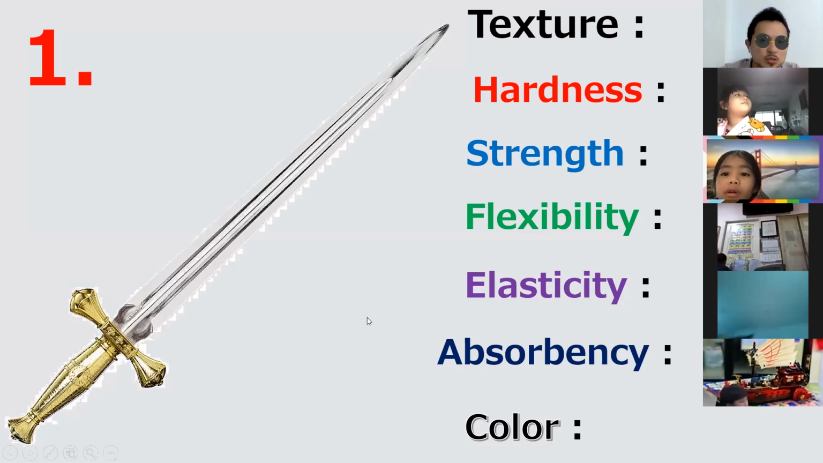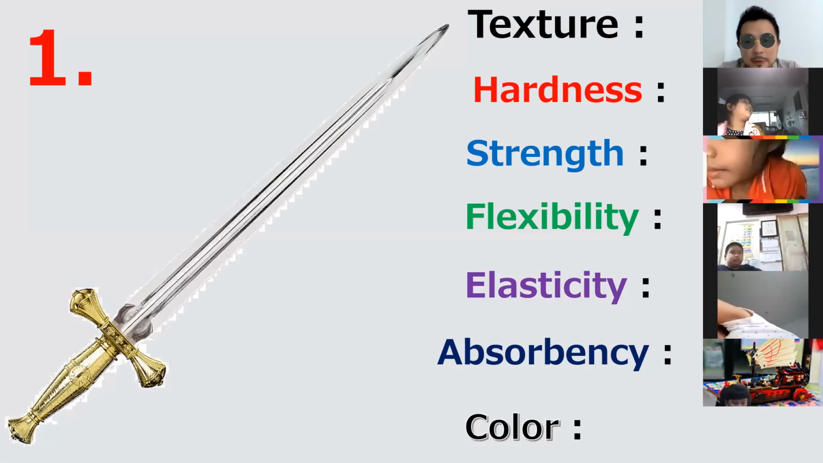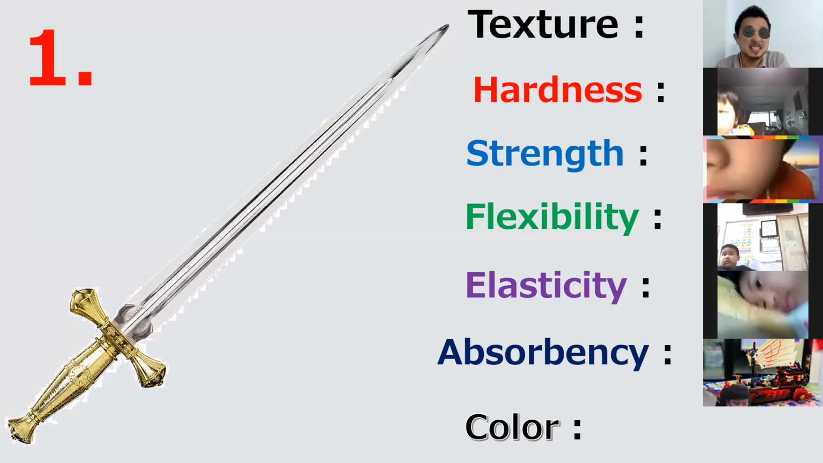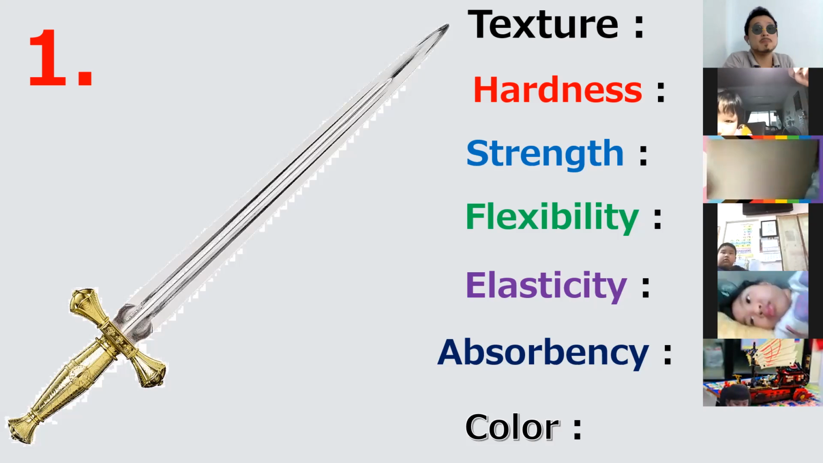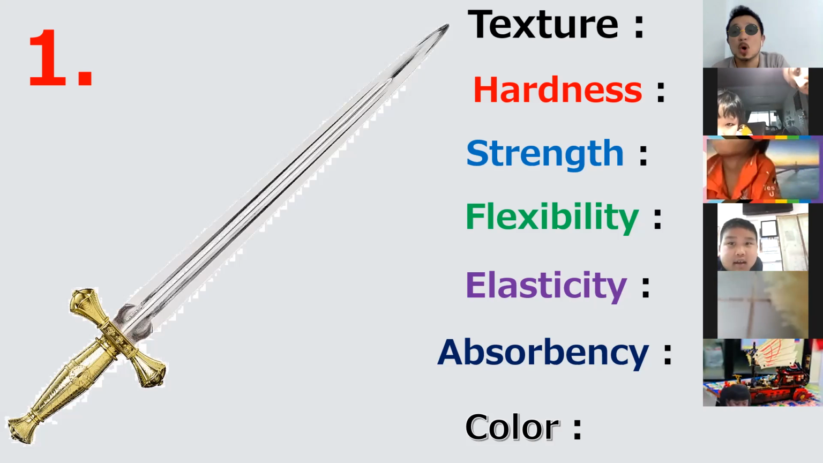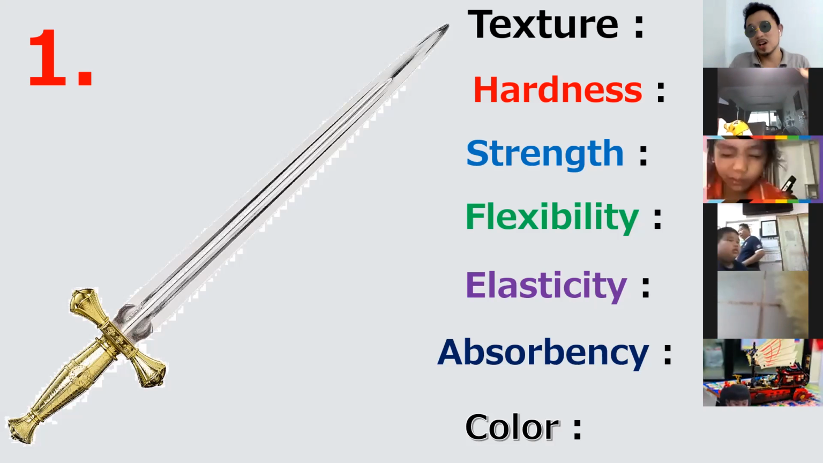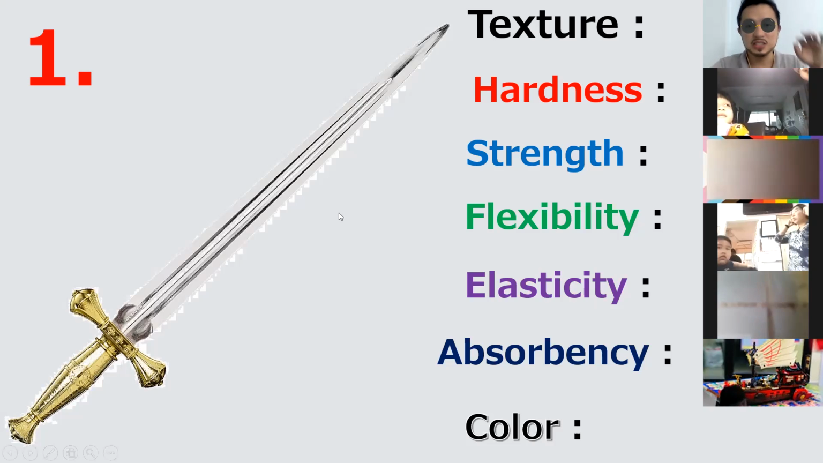Thank you so much because we don't have time, and I hope that you learned something about this topic, the properties of materials. You can segregate the materials based on their hardness, strength, flexibility, elasticity, absorbency, and colors. You can do that in your houses as well.